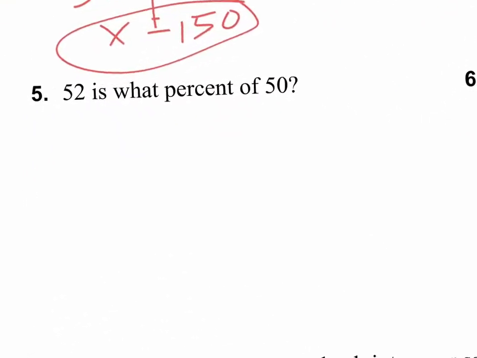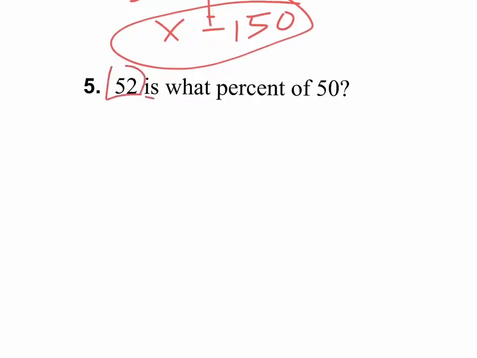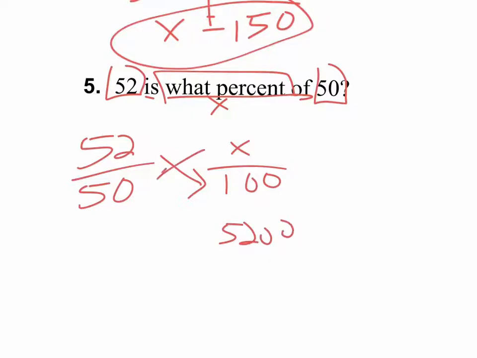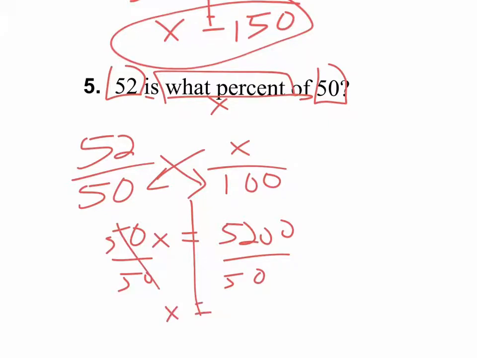Number 5, 52. Is goes on top, right? So is what percent? Do we know our percent? No, we don't. This is going to be my x of 50. Of 50, so 50 goes in the bottom. Of is in the bottom. What percent becomes my x? And we do our cross product. 5200. 50x. Okay, so then draw my line, divide by 50. x is equal to 5200 divided by 50, which gives you 104.